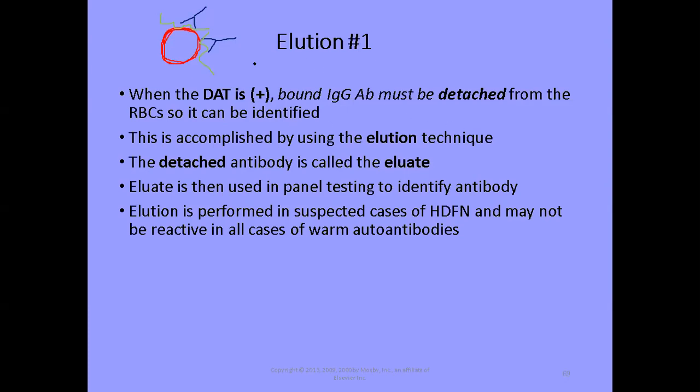And so once we are able to break the antibodies off and they are in a liquid, that is called the eluate. So we can then test the eluate just like we would patient serum or plasma in a panel to identify what antibody was attached to that patient's red cells. This is most often done when we have cases of hemolytic disease of the fetus and newborn, because the infant cells have a maternal antibody attached, and we want to find out what antibody that is.